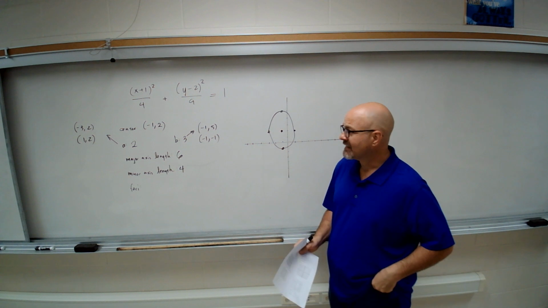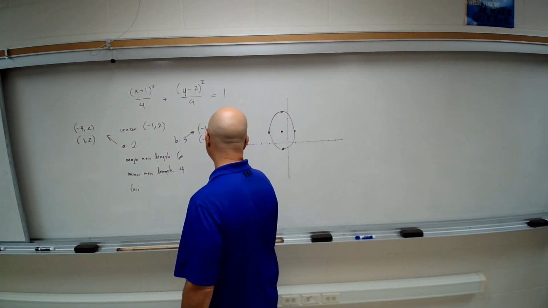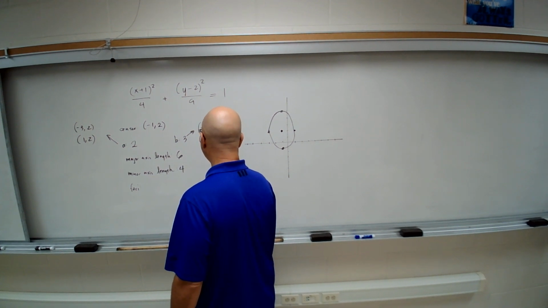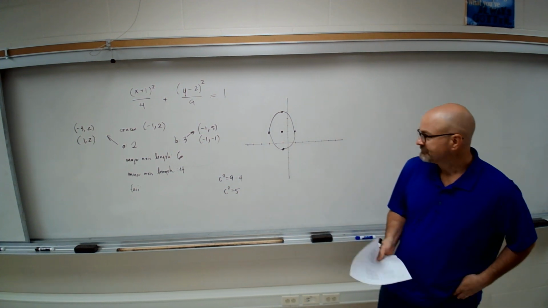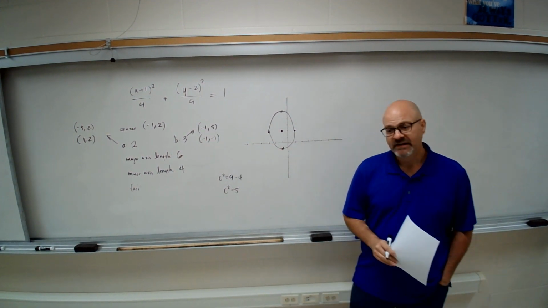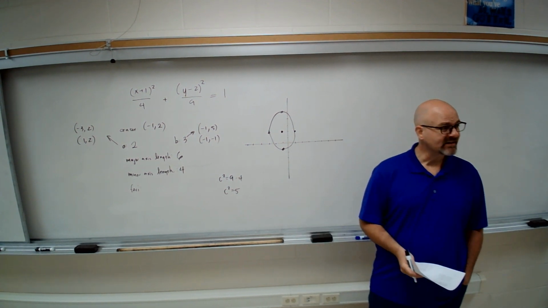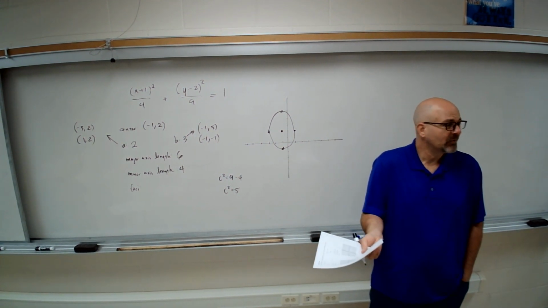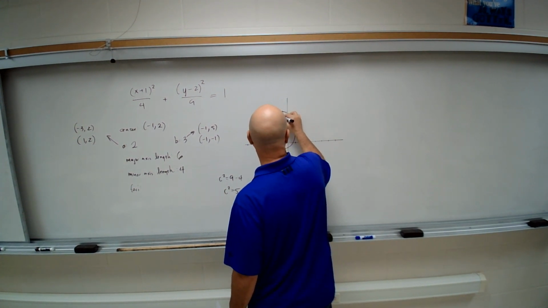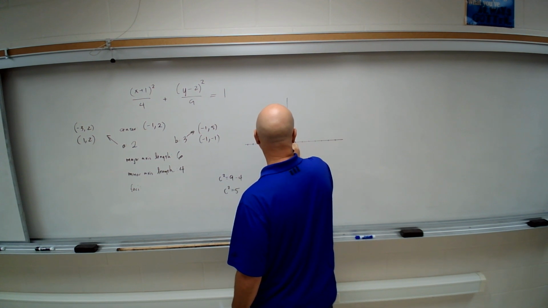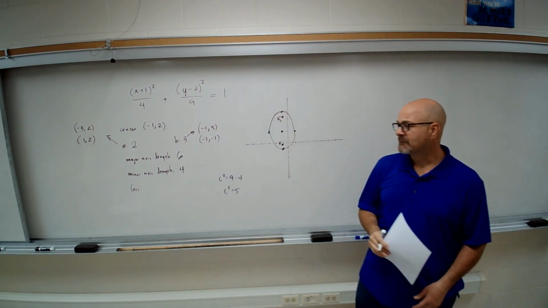Now the foci, that's where we have to calculate C. So we have C squared is going to be 9 minus 4. Right, the larger denominator minus the smaller denominator. And then when we square root that, it's going to give us radical 5, which is just a little bit bigger than 2, correct? So we'll go a little bit more than 2 up for a focal point, a little bit more than 2 down for a focal point. Just label them f sub 1, f sub 2.